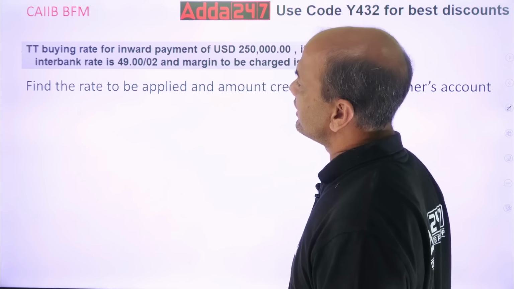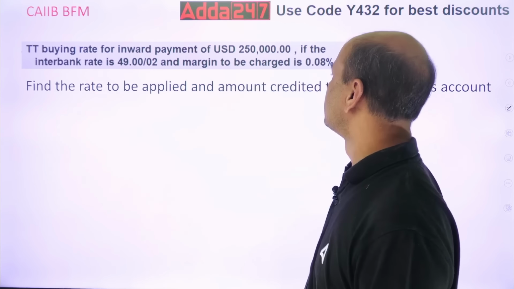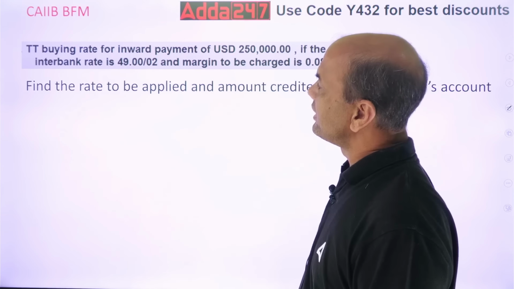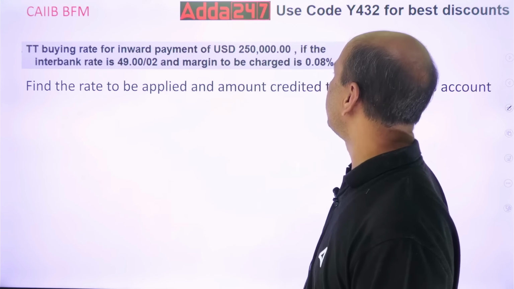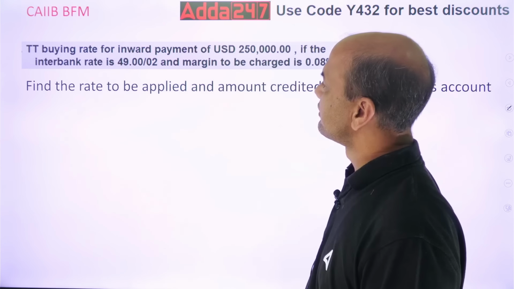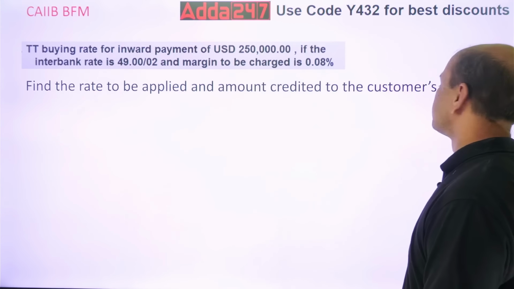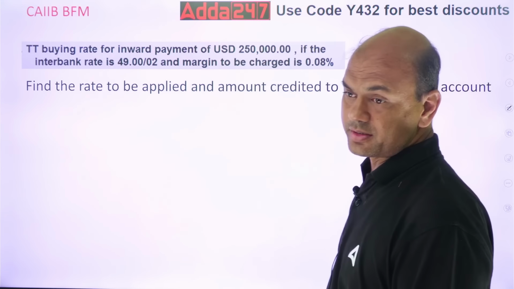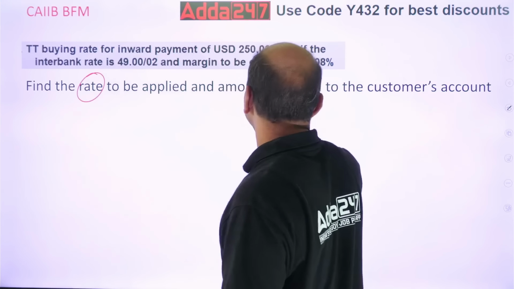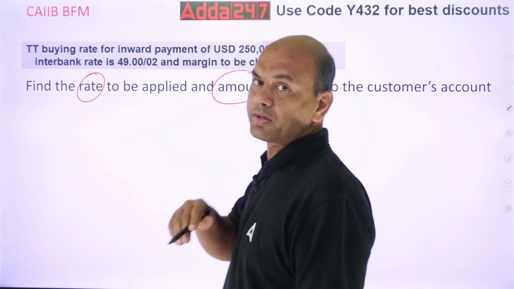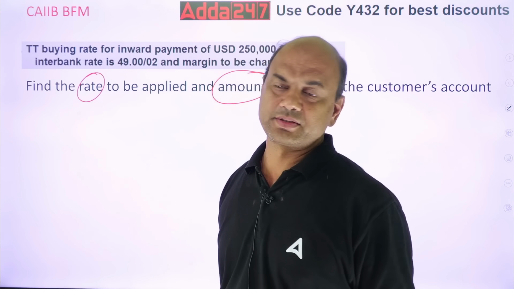TT buying rate for inward payment of USD 2,50,000. If the interbank rate is 49.0002 and margin to be charged is 0.08%, find the rate to be applied and amount credited to the customer's account. Now, two things are asked over here: rate and amount. In the earlier problem, only rate was asked. Here, rate and amount, both are asked.